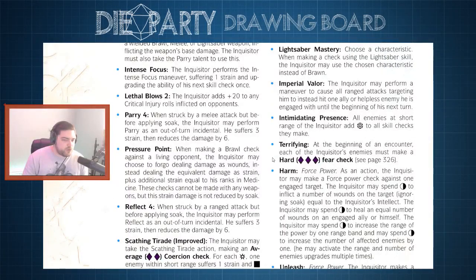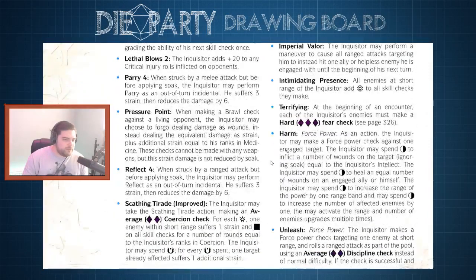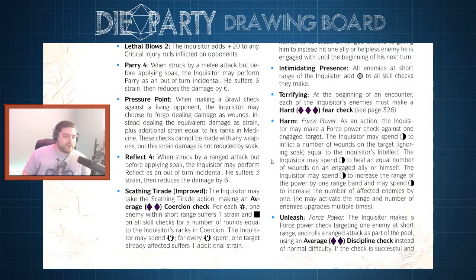All enemies at a short range of the Inquisitor add a disadvantage to all skill checks they make. Ooh, that's kind of cool. At the beginning of the encounter, each of the Inquisitor's enemies must make a hard fear check. Because he's terrifying. What does a fear check actually do? Because that might be really useful. 326.